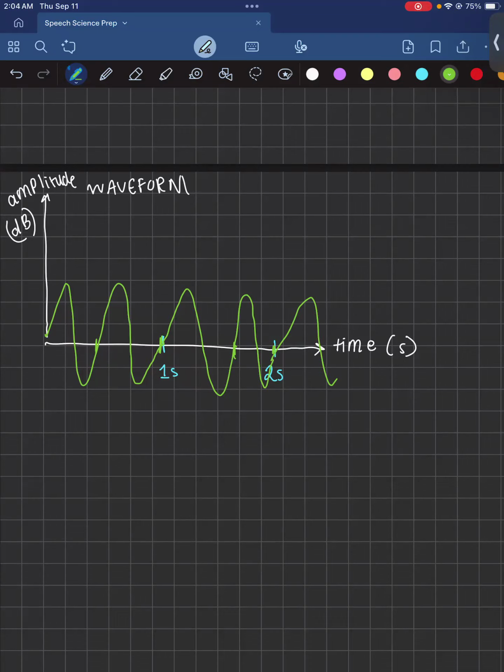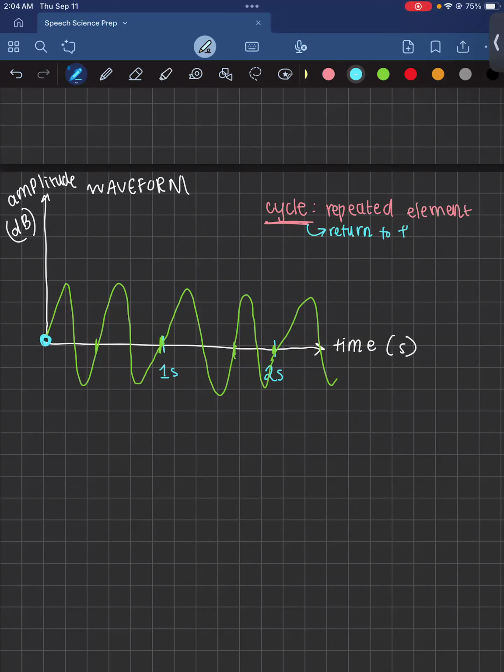So basically, there are different qualities that we can assess when we talk about a wave. The first thing we could do is look at the cycle. So what is one cycle? Basically, a cycle is the repeated element. So there's this repeated pattern that goes on with these simple wave patterns. And you can tell because you see the starting point, and it's kind of a return to that starting point.